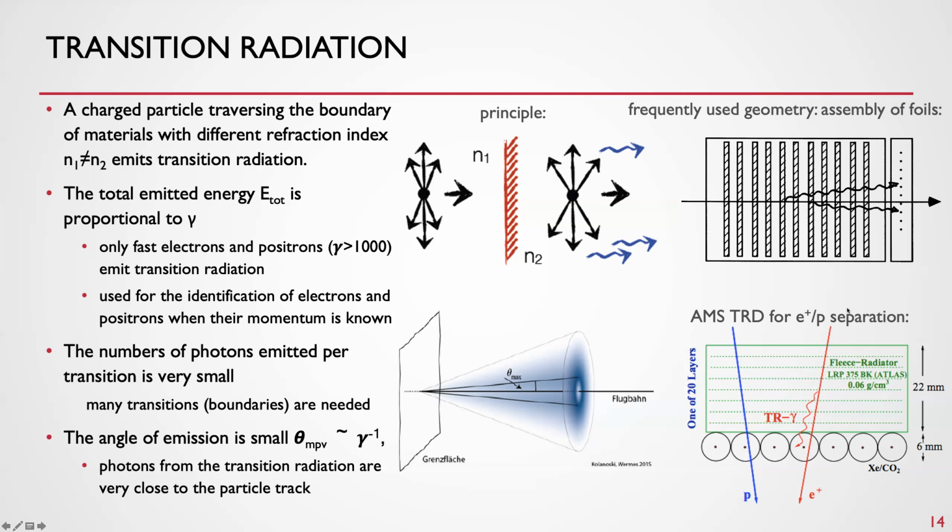The track is known because there's a tracking device in the AMS detector, and the proton-electron separation is performed by this combination of a fleece radiator that creates the transition radiation, and a gas detector with a photosensitive add-on to record the transition radiation photons. That's what is done in space.